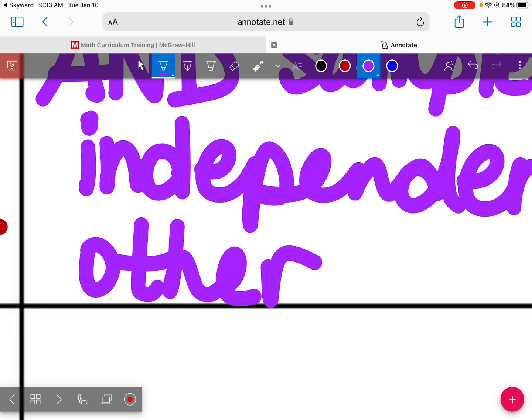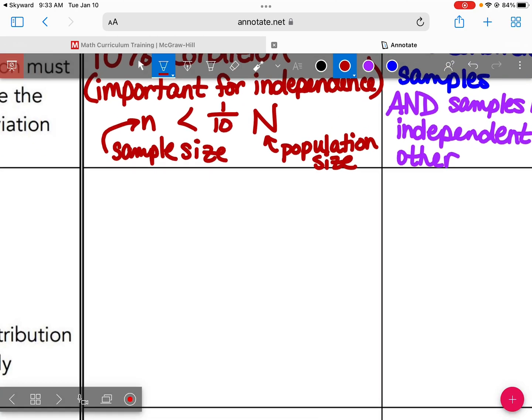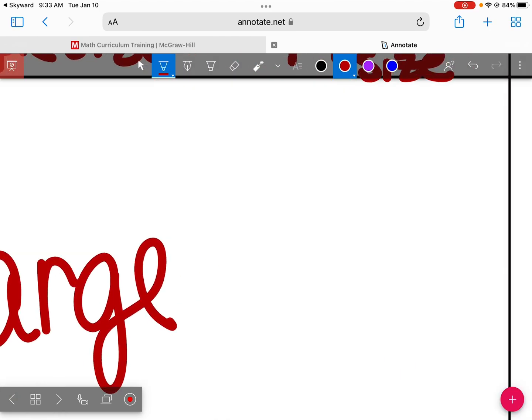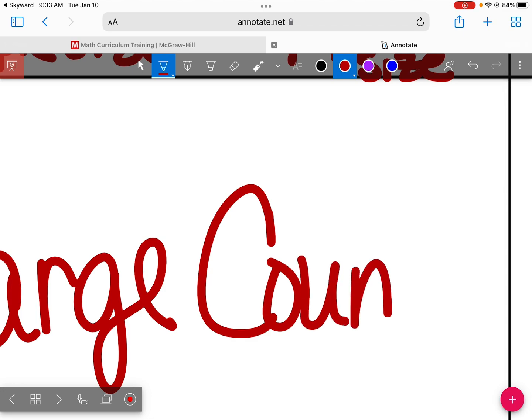When is the sampling distribution approximately normal? Let's look over here for just one population. How do I know if it is approximately normal? Yes. Law of large counts, or large counts condition. So large counts checks for normality. 10% condition means I'm allowed to use my standard deviation formula. That's checking for independence. How do I check large counts?